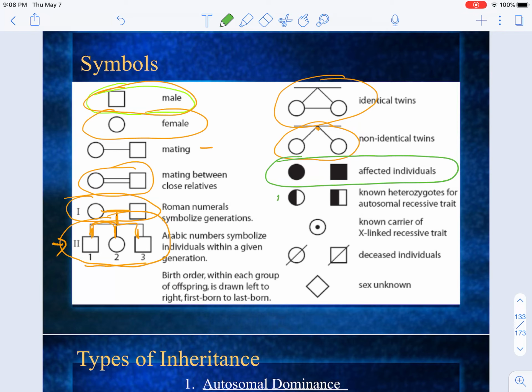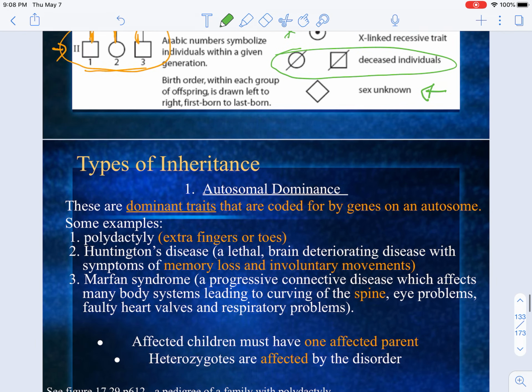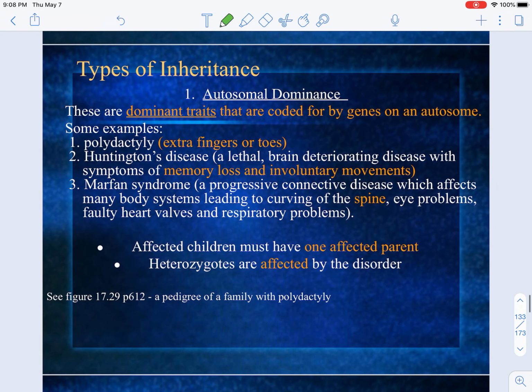And sometimes they may show you who's a known heterozygote, but that's very rare that they give you that information. Also rare that they tell you who's a carrier of a sex-linked trait. Those are basically bonus if your pedigree shows you those. Deceased individuals in some pedigrees may show you this slash, and I have personally never seen a pedigree where they have used the symbol of sex unknown, but you never know, it might show up somewhere.